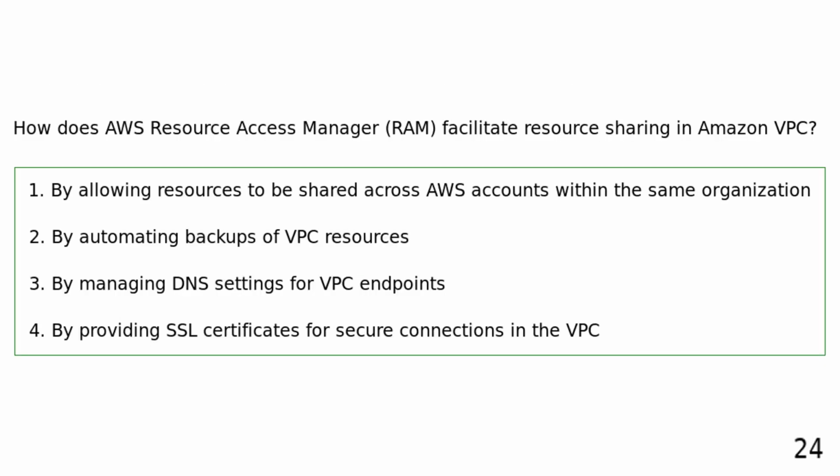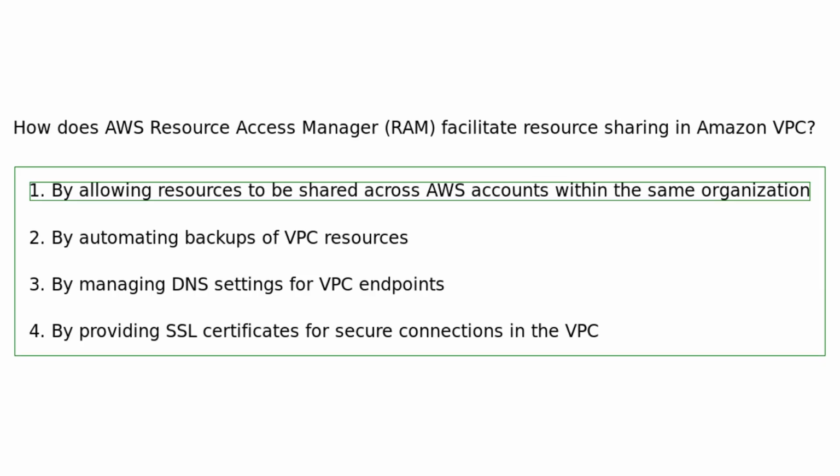How does AWS Resource Access Manager facilitate resource sharing in Amazon VPC? By allowing resources to be shared across AWS accounts within the same organization. By automating backups of VPC resources. By managing DNS settings for VPC endpoints. By providing SSL certificates for secure connections in the VPC.